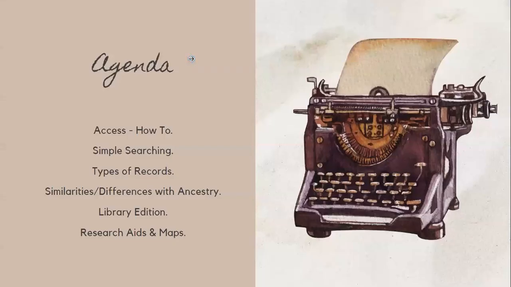Over the course of this program, we will discuss the following topics: how to access HeritageQuest, simple searching to get started, types of records available and how to search them, multiple access points available for the same databases, similarities and differences with Ancestry Library Edition, and research aids and maps.